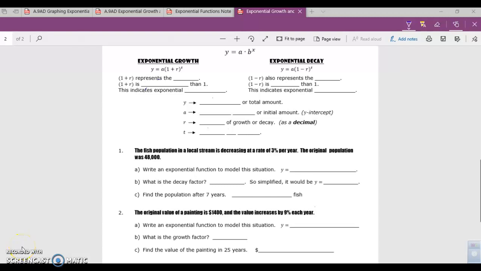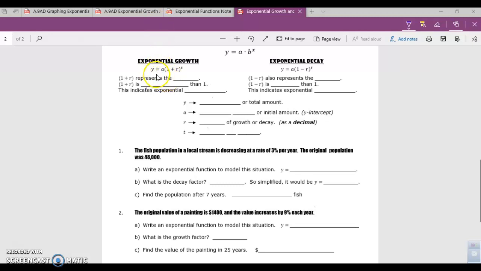Welcome back for part 2 of our notes on exponential growth and decay. This will be page 2 of your notes. Here we're going to look more towards real world situations where you use exponential growth or exponential decay, and how to come up with those equations.